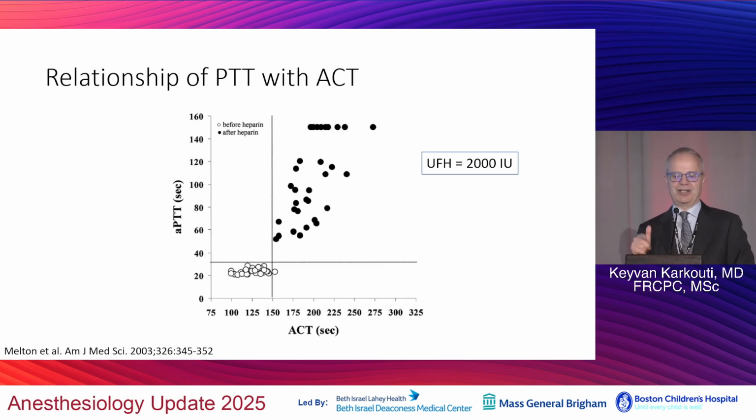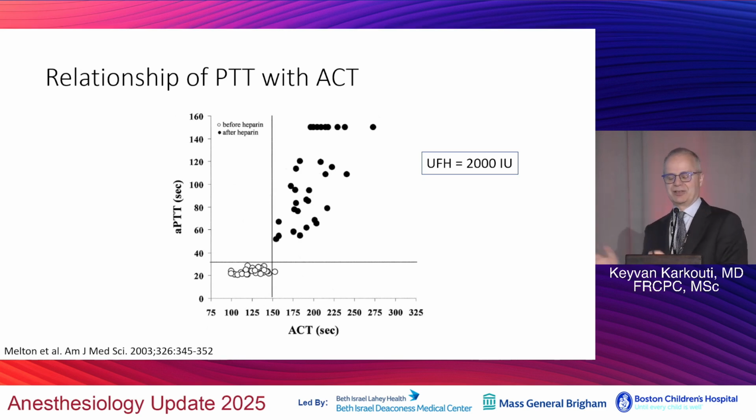So this is a study where they gave 2,000 units of heparin, so not a high dose at all, and they looked at PTT and activated clotting time. The white dots are the pre-heparin administration. So your PTT is normal in every case, and your ACT is in a range of less than 150 or so. Once you give the 2,000, you can see the ACT has gone up, your PTT has gone up, but look at all the dots right at the top where they're above 150 of PTT.